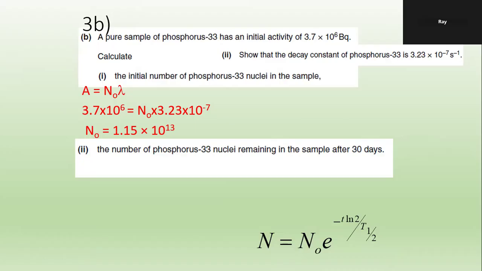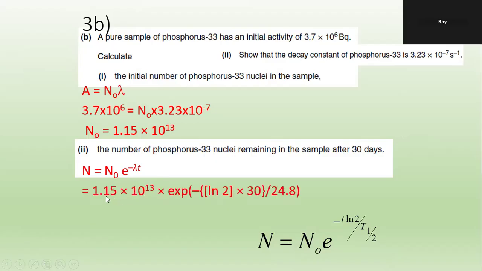Okay, number of phosphorus nuclei remaining in the sample after 30 days. Just use the formula. N naught, that's the original number, times exponential. You can use 0.693 if you want. You need to use ln 2 times T, where T is 30 days. So we are just using T times ln 2 over T half. You want 30 days, so we use 24.8 days, the half-life. Yep.